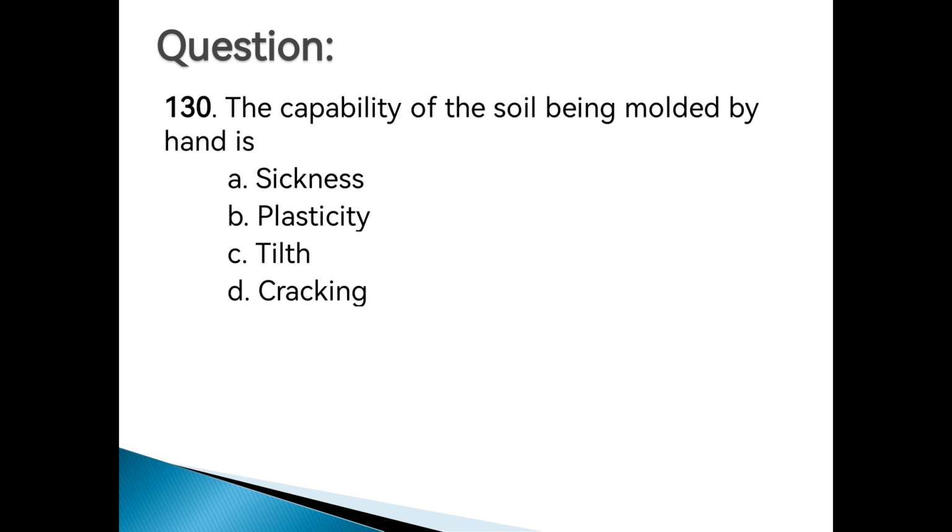130. The capability of the soil being molded by hand is A. Thickness. B. Plasticity. C. Tilt. D. Cracking. The correct answer is B. Plasticity.